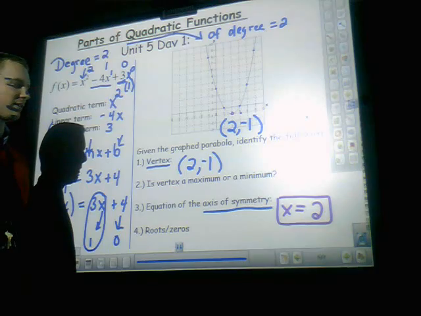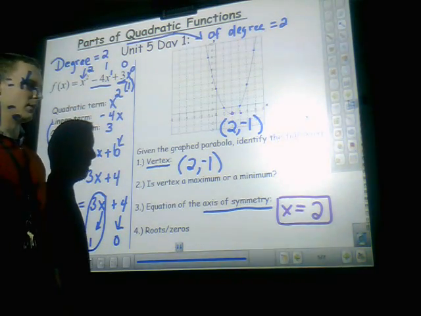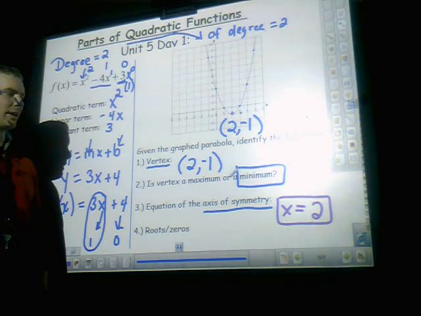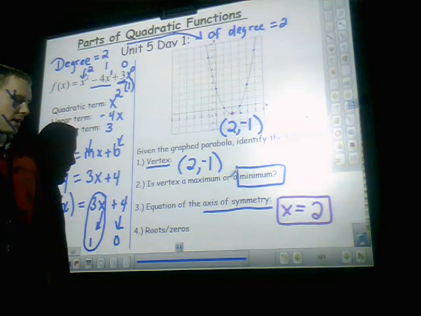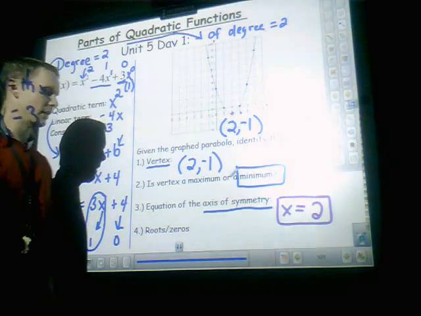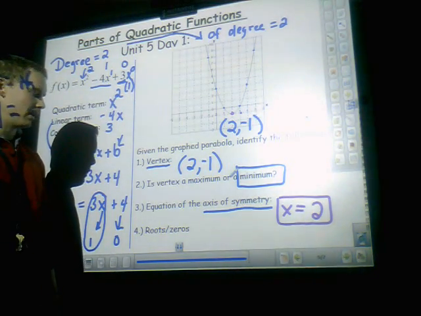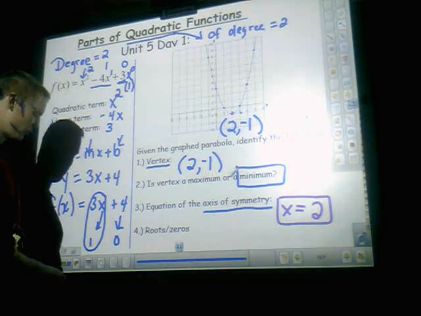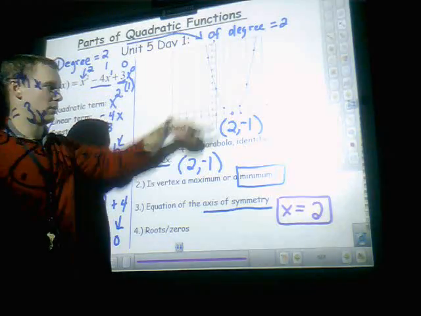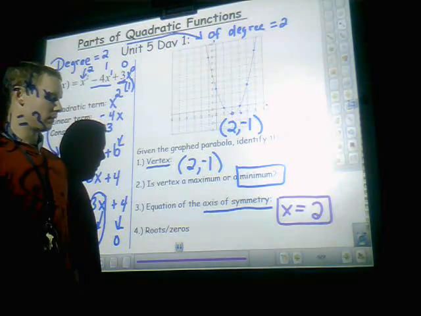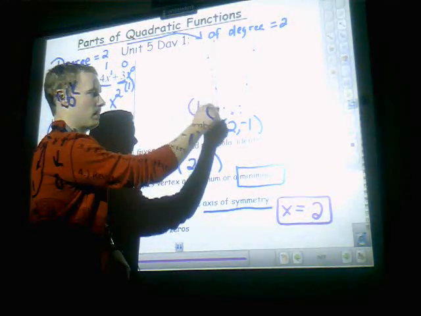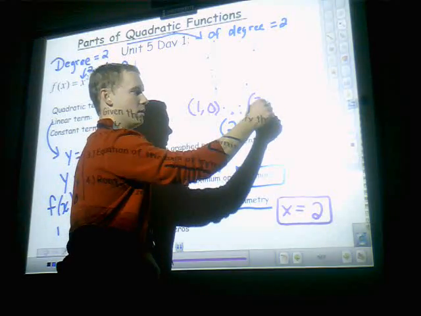Okay. Is this vertex a maximum or a minimum? Well, it's the lowest point, so this one is a minimum. Not too much else to say on that one. We already talked about the axis of symmetry. And finally, your roots or zeros. You guys got pretty good at this not last chapter, the chapter before, when we were doing factoring. The roots or zeros occur where your parabola crosses your x-axis. And in this case, there are 2 points there. It crosses here at the ordered pair 1, 0, and at the ordered pair 3, 0.